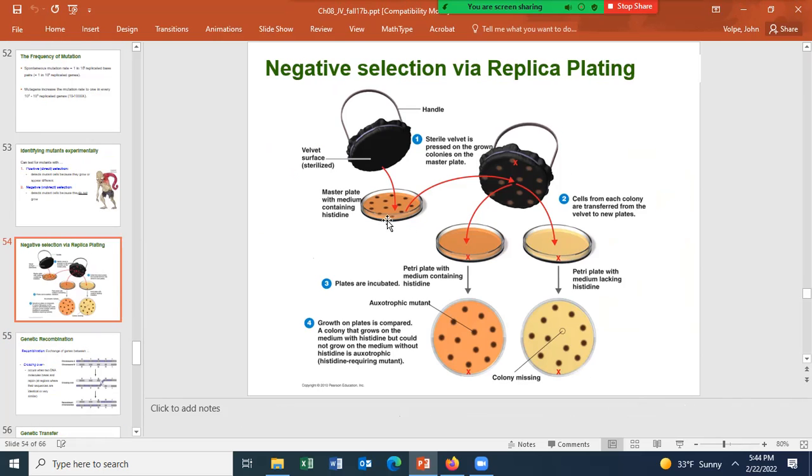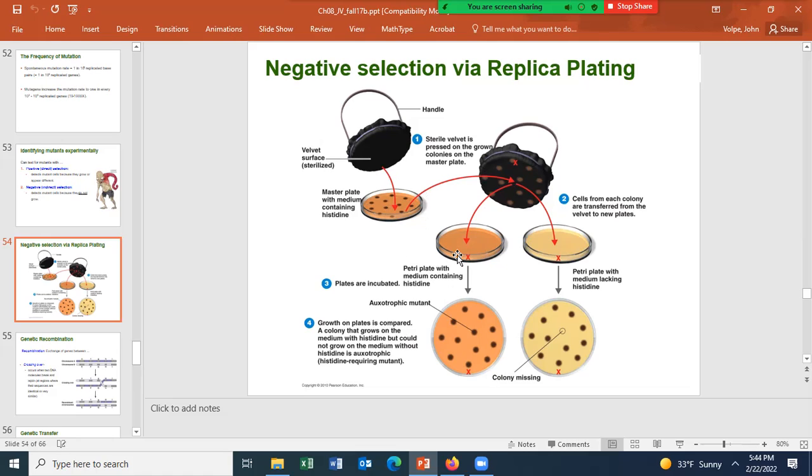So here we have a plate having colonies, and you can get a velvet surface and stamp the colonies, and then stamp the velvet onto an agar plate. And then you'll get the colonies growing in the same position they were in your initial plate having the colonies.